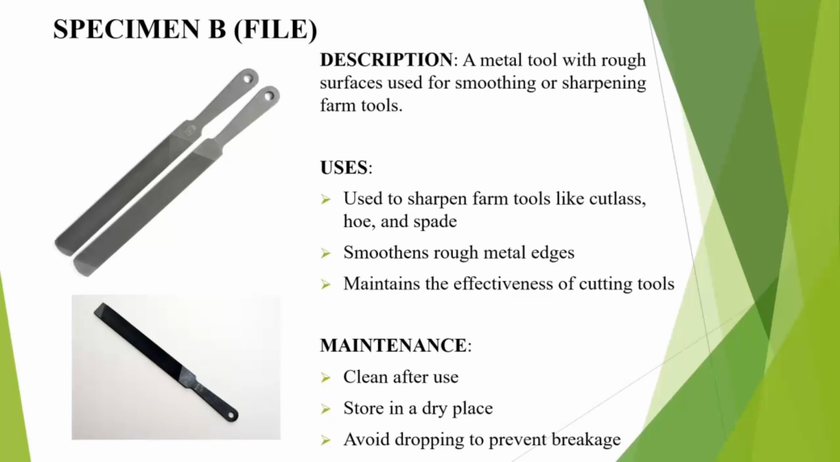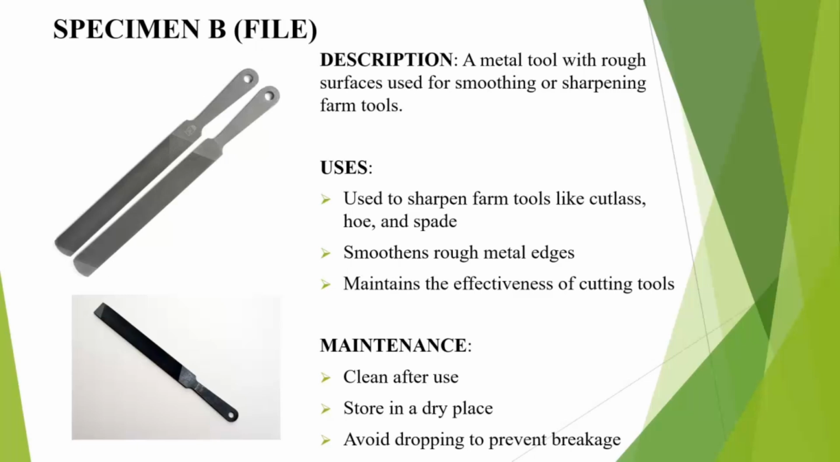If you have ever come across this specimen, you see most farmers, especially subsistence farmers that don't have enough mechanized tools, use this particular specimen to sharpen their cutlass most times when they are farming. So that's the description. Again, it's a metallic tool with a blunt edge and also a rough surface for smoothing or sharpening farm tools.